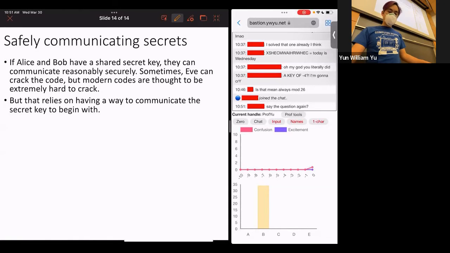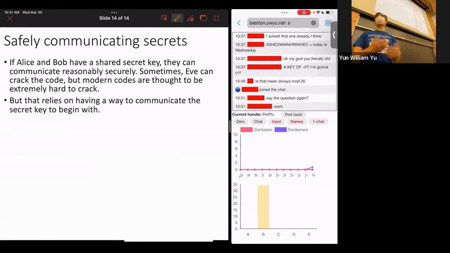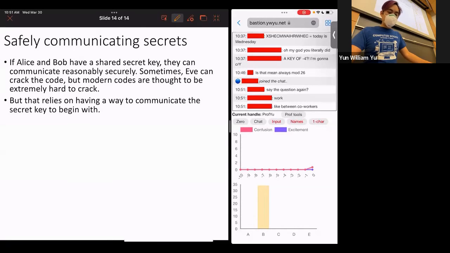So when might this work for you? Like we have this encryption right now, and in order to do this sort of encryption, both parties need to know what the key actually is. But of course, that requires you to have some way of communicating the key to begin with. So why is this still helpful? Like when might this be helpful in real life? Yeah, like between coworkers. That's a good example.